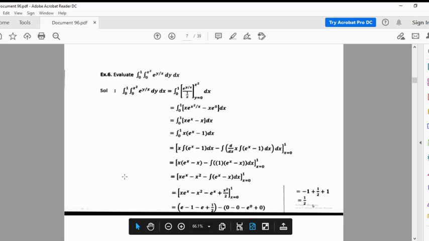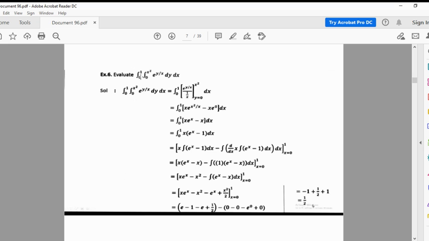This is example 6. Evaluate the integration, x varies from 0 to 1, y varies from 0 to x square, e raised to y by x dy dx. Here the limit varies from 0 to x square, so we have to solve first with respect to y, because the limit contains terms of x.